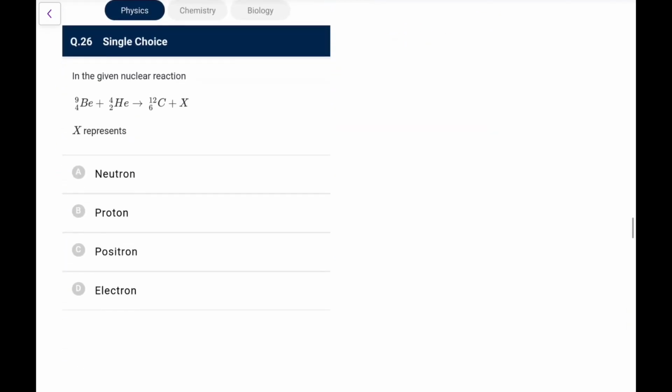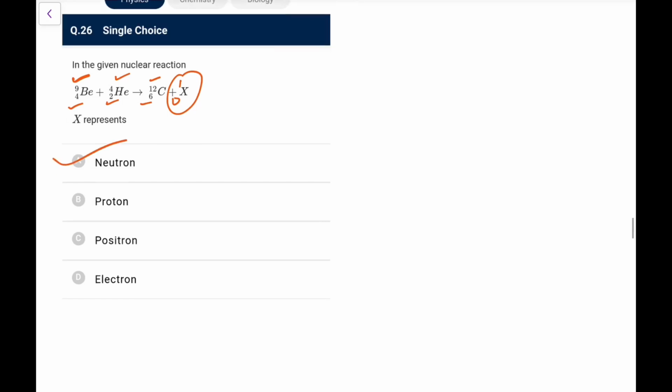Next, in the given nuclear reaction, x will represent, so simple, the total at the lower end and the upper end must be same. This is 4 and 2, 6, so this is 0. 9 and 4, 13, this is 12, so this is 1. So mass 1 and charge 0, that means it's a neutron. That's an easy one for you.